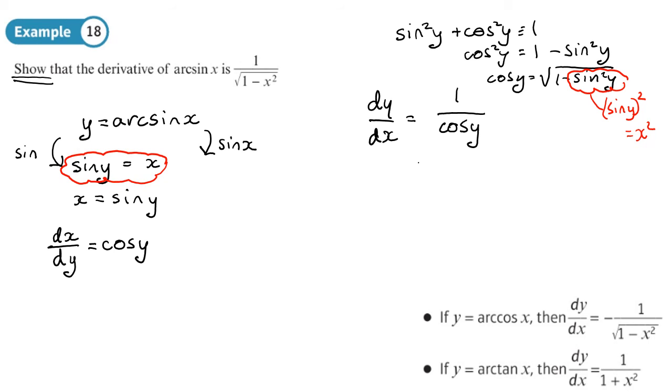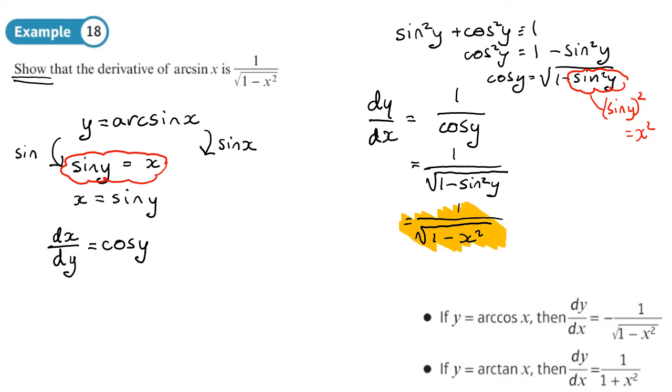So let's write the steps down. So dy dx is 1 over cos y, which is the same as 1 over the square root of 1 minus sine squared y. And because sine y equals x, we have 1 over the square root of 1 minus x squared. And you know, we can also prove arctan and arccos in similar ways. So we've done the proof here, and there's our final answer for that one.